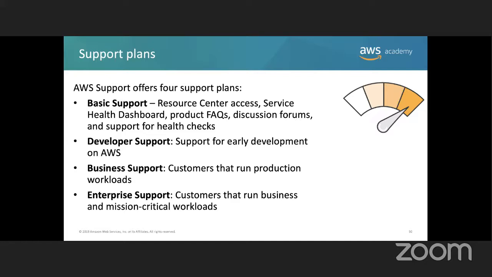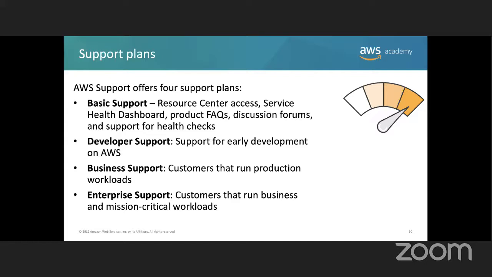We have access to the product FAQs, right? All the questions that people ask about products, we have access to that. Discussion forums and support for health checks. That's the only thing that we have. That's it, no more. We cannot make a phone call to address an issue. We cannot have any chat, any email, nothing. We don't have any support. We just have basic support, but it's not interactive. We just read stuff. That's it. Now the Developer support is a support for early development on AWS.